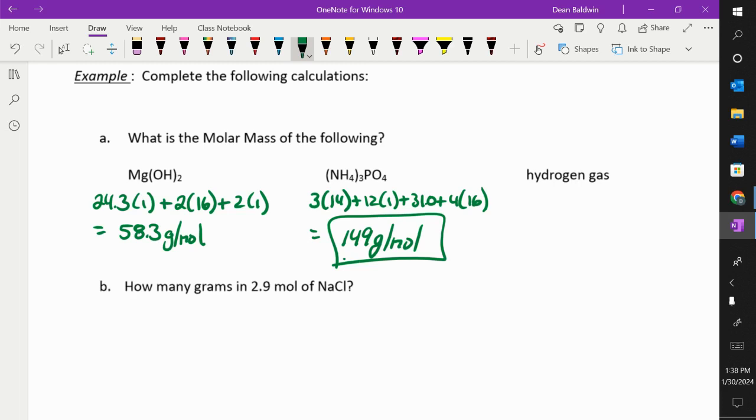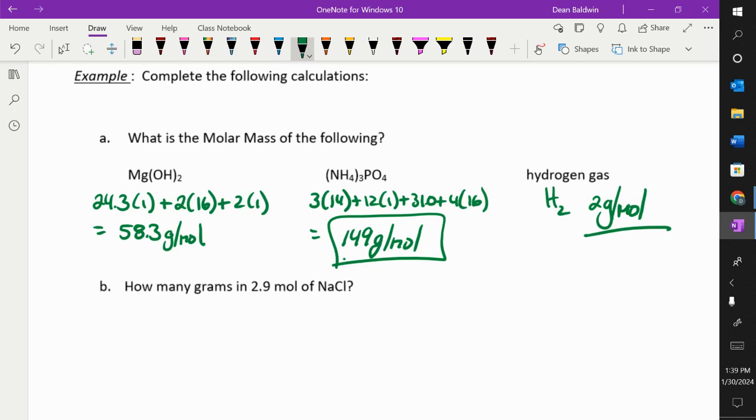Yeah? Okay. Hydrogen gas. Hydrogen gas, remember, is a Brinkelhoff gas. It's H2. It's diatomic. It has a mass of 2 grams per mole, because hydrogen has a mass of 1. All right. Are we okay? Questions so far?